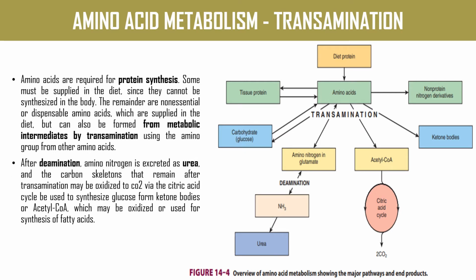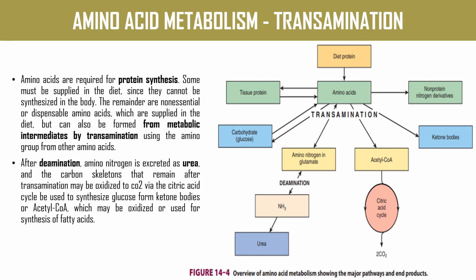After deamination, amino nitrogen is excreted as urea, and the carbon skeleton that remains after transamination may be oxidized to carbon dioxide via the citric acid cycle, or be used to synthesize glucose, or form ketone bodies or acetyl coenzyme A, which may be oxidized or used for the synthesis of fatty acids.